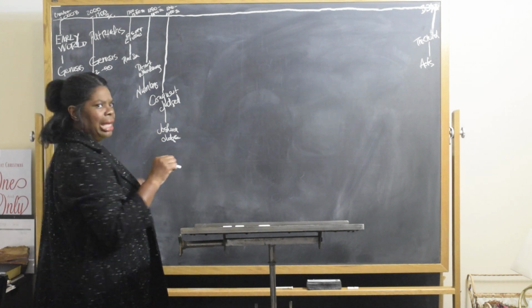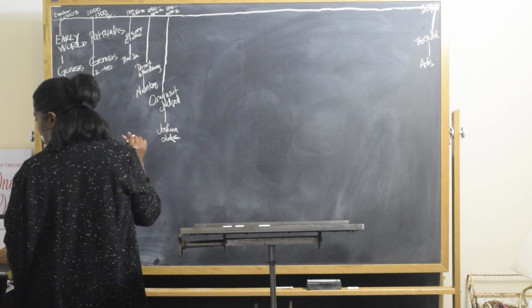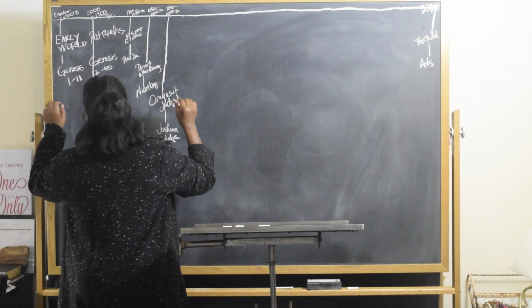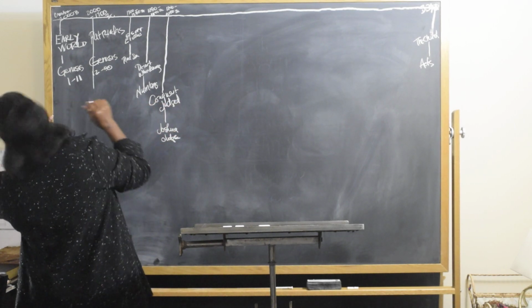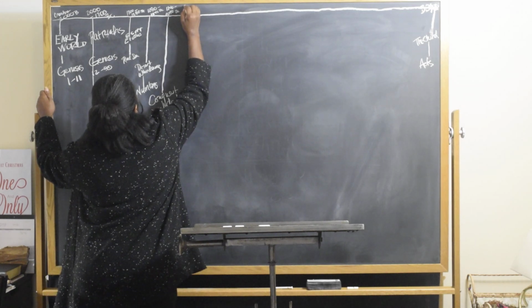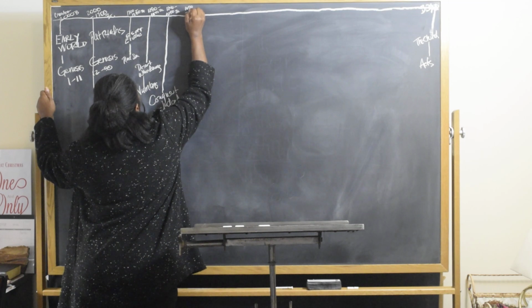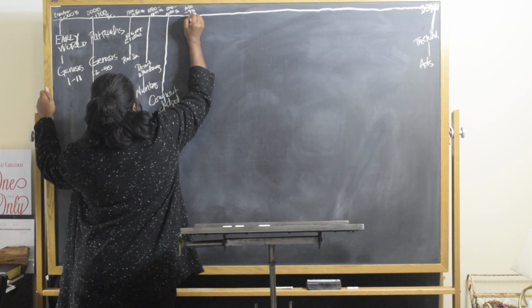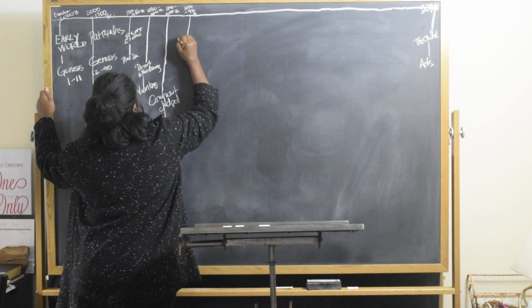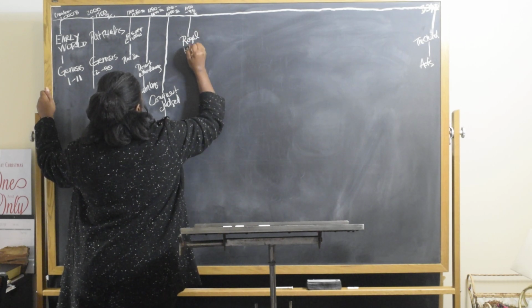Then next, and we may just get all of this done today, who knows? Next we have the Royal Kingdom, and that is from 1050 to 930 BC. Royal Kingdom.